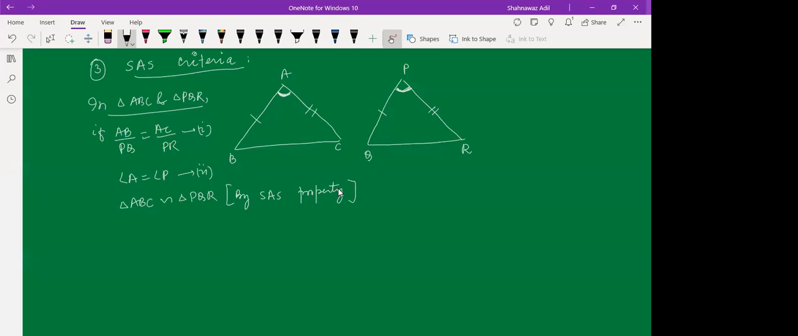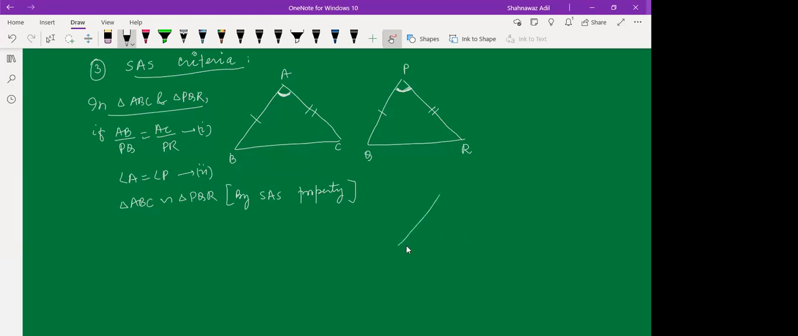So in SAS there are two sides, right? Yes, two sides. One is this, one is this. The third one is not there. What about the base? Yes, the base can be used if you have these conditions. Suppose instead of AB by PQ, can we write BC by QR equal to AC by PR?